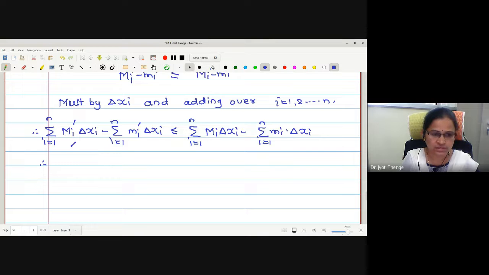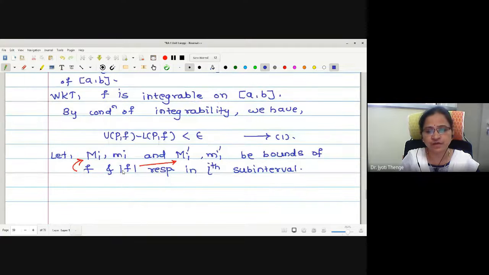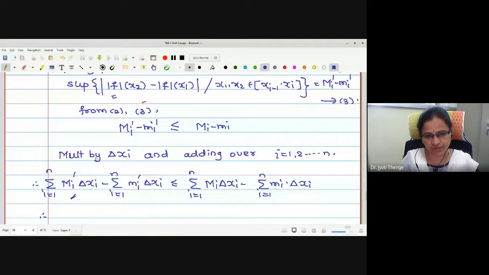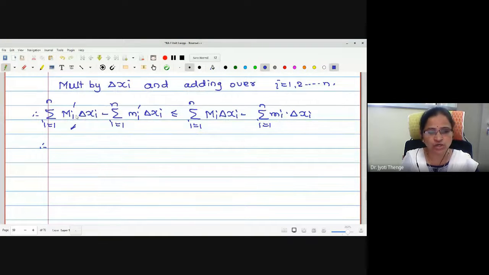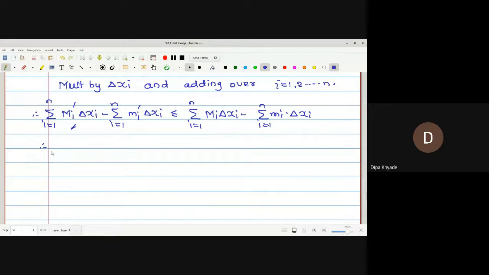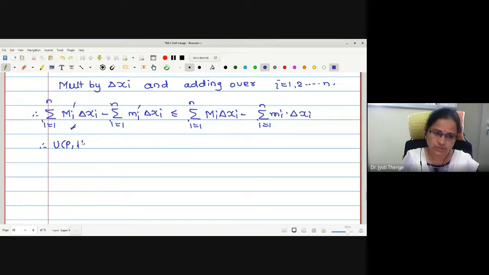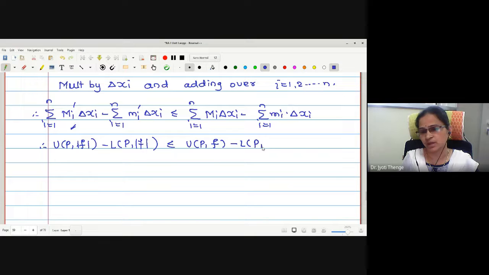This is a sum corresponding to which function? The dashes are the bounds for which function we have written? Mod f. Without dashes are the bounds for the function f. Therefore, this first summation is which sum for which function? U of P, mod f. Yes, it is U of P mod f. This is L of P mod f. And what for this? This is U of P f simply. This is L of P f. But this we have already written as less than epsilon, no?